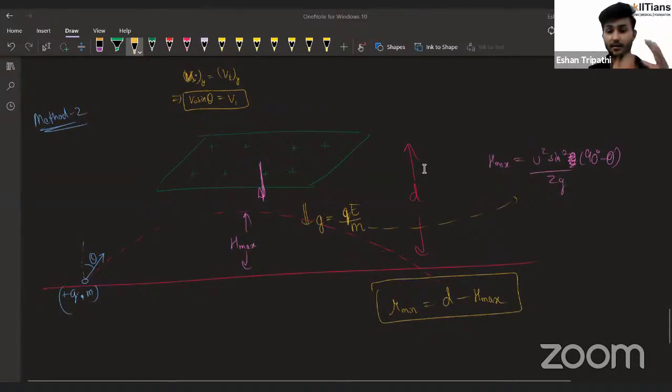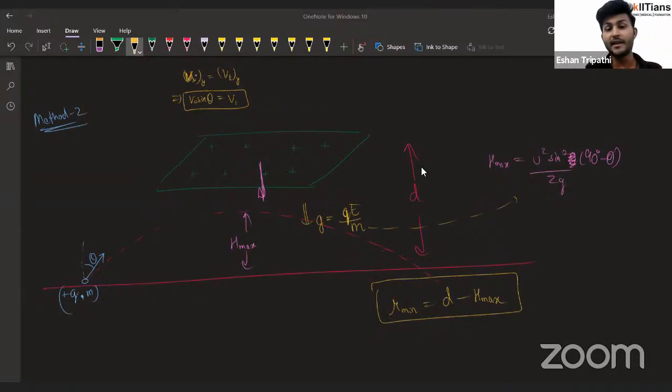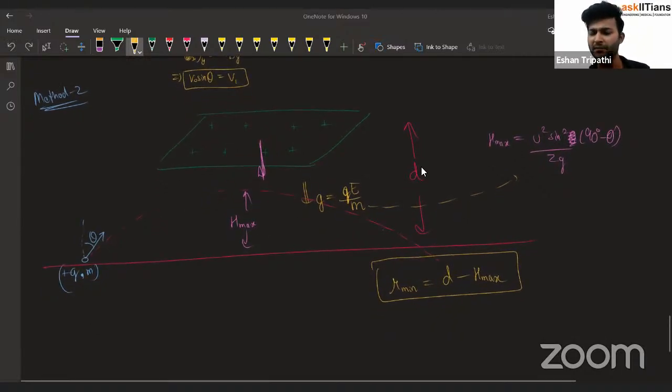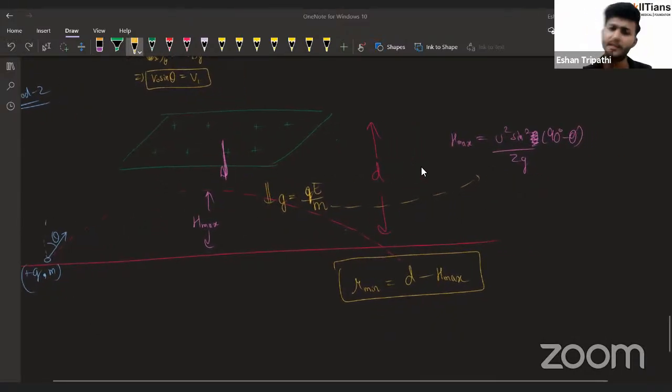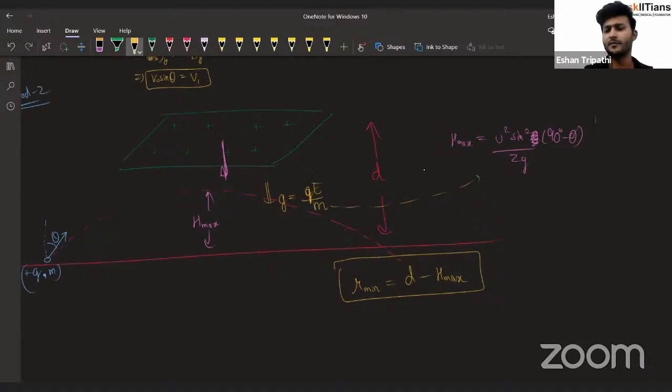Whenever you see this infinitely large charge sheet and particles and charge moving like this, I always imagine projectile motion only. Somebody was asking if we can do it using equations of motion. Yes, this was derived using equations of motion, so indirectly we are using that result.